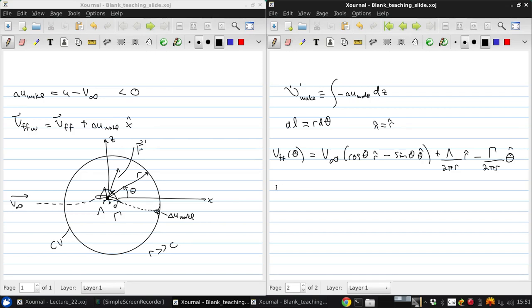Now, mass conservation says that if we integrate all around this control volume, rho V dotted with the normal dl must equal zero. Since our total velocity is not V_FF but V_FFW, the dot product with n, which picks out the radial component, will be V infinity cos theta plus lambda over 2 pi r plus delta u wake.